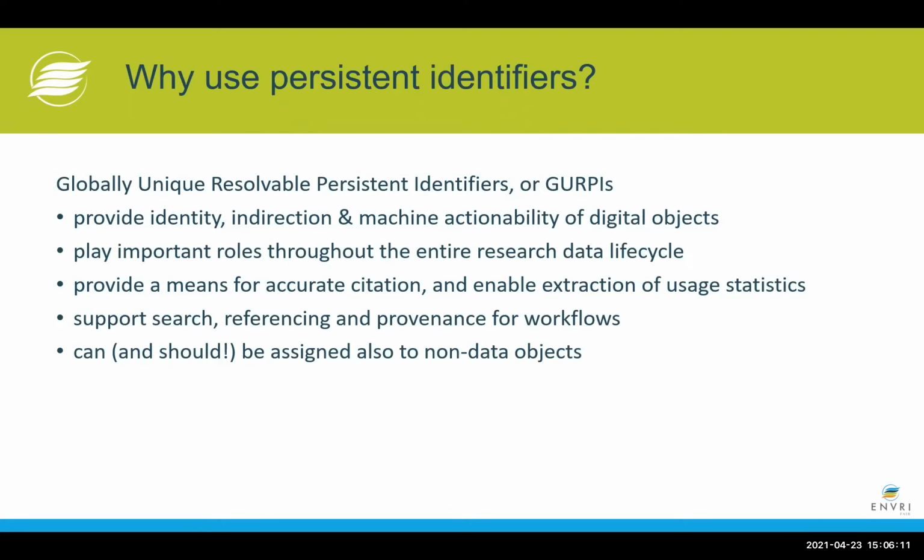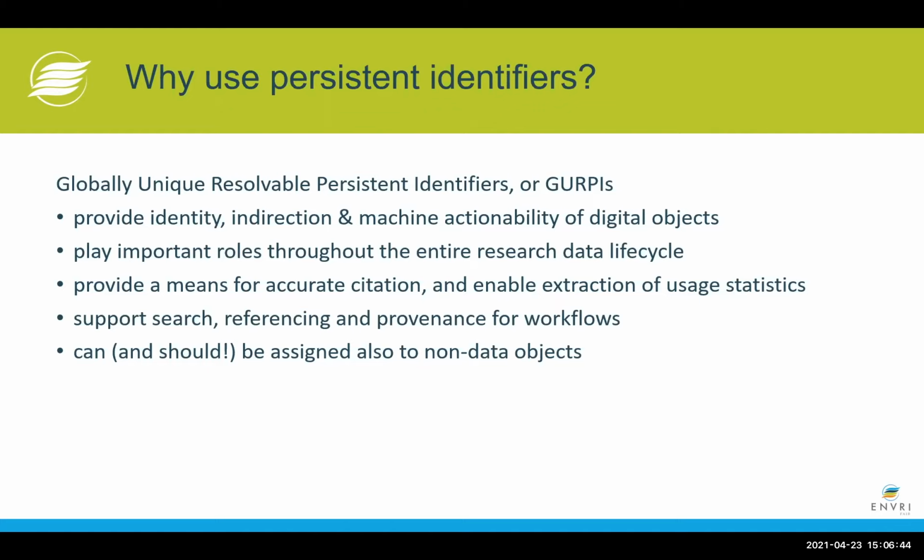And these, of course, provide not only identity, but also a means of resolvability, also called indirection, and machine actionability of digital objects. So you can use the PID to directly access the object itself and/or metadata about that object. PIDs are not only important when it's time to publish end results of research, but they play an important role throughout the entire research data lifecycle.